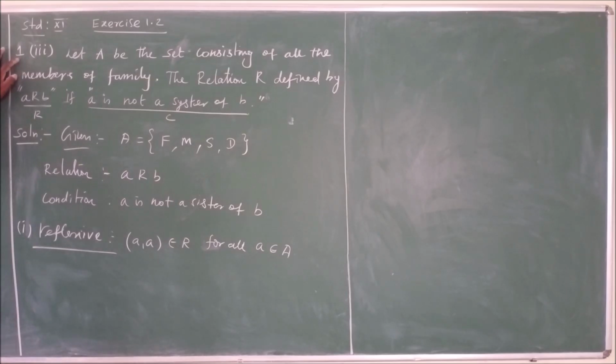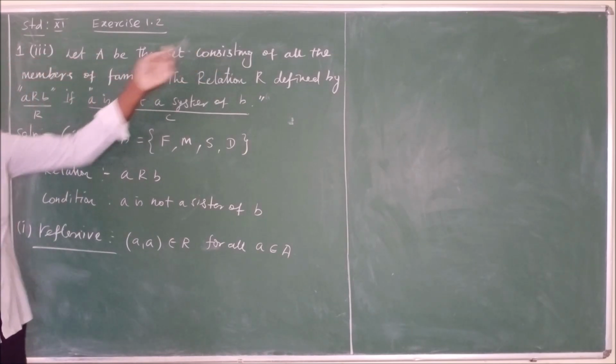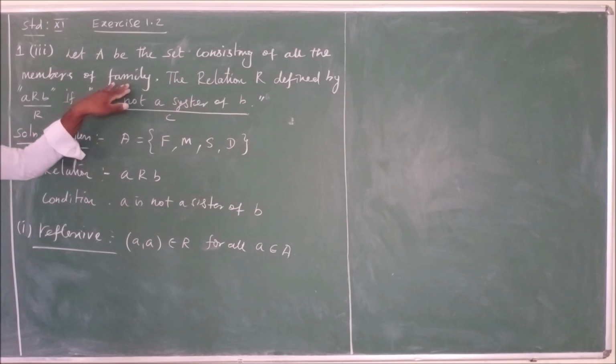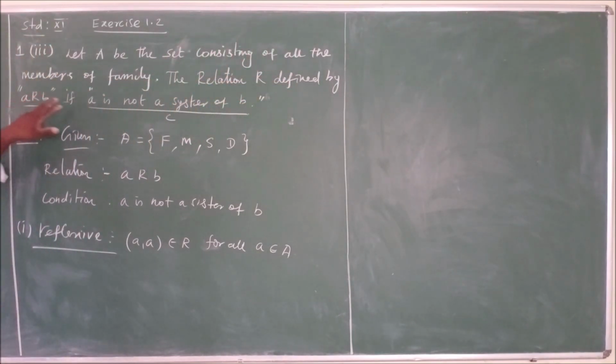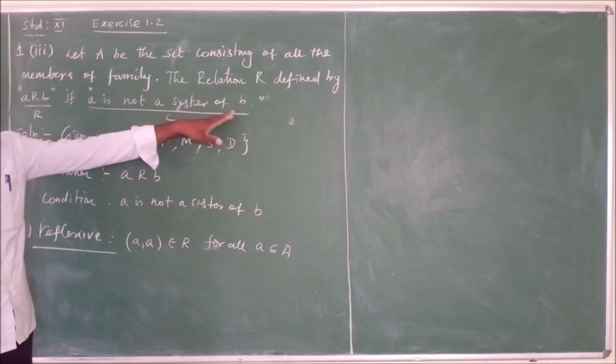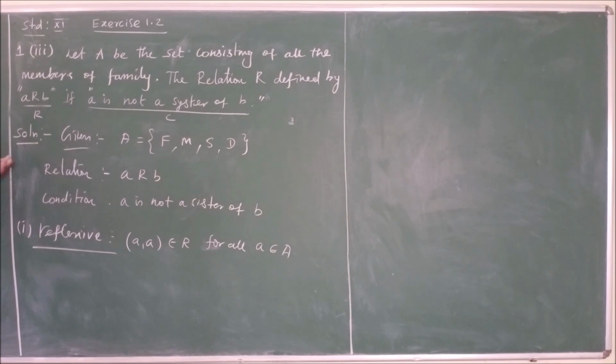Problem number 1, solution 3. Let A be the set consisting of all members of a family. The relation is denoted by A related to B if A is not a sister of B. This one is the relation, this one is the condition. So this is the solution.